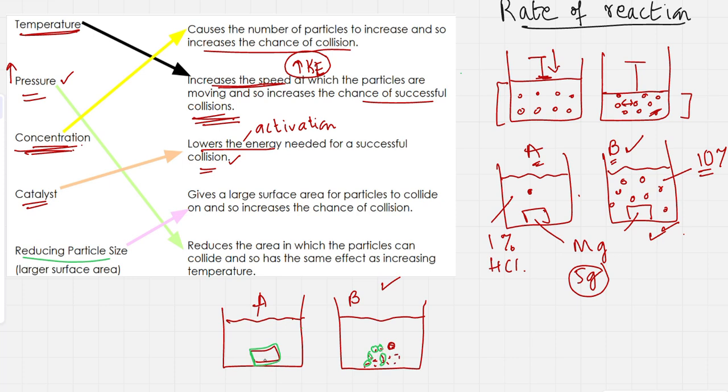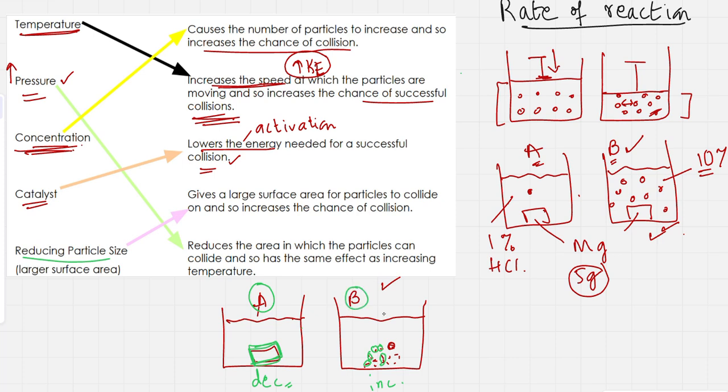Now the surface area is decreased over here when it is in the ribbon form, and surface area increases over here when it is in the powder form. Now what is this surface area? Surface area is the amount of area exposed. That means in beaker A, the acid is only exposed to the outer side of the magnesium ribbon and not inside. That means the acid will take a lot of time to reach the inner part of the magnesium ribbon, and because of which the rate of reaction will be much slower.